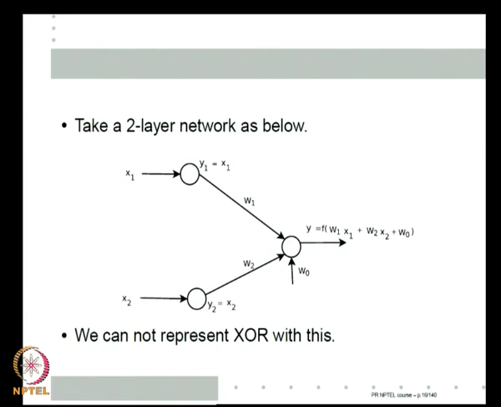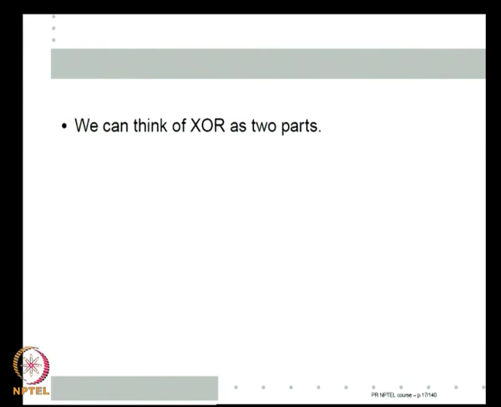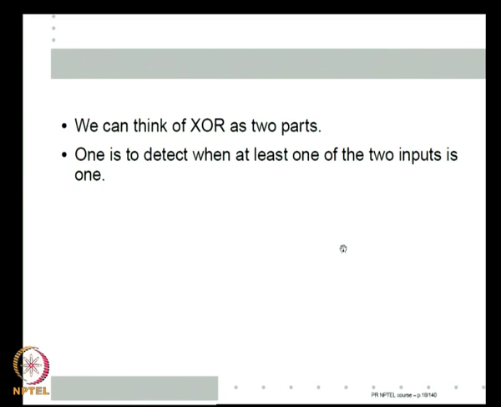Okay. One way of looking at this is the following. We can think of the function XOR as having two parts. One is to detect when at least one of the two inputs is 1. The other part is to detect when both are 1. Let us say I only want to detect when at least one of the two inputs is 1. That is an OR function.